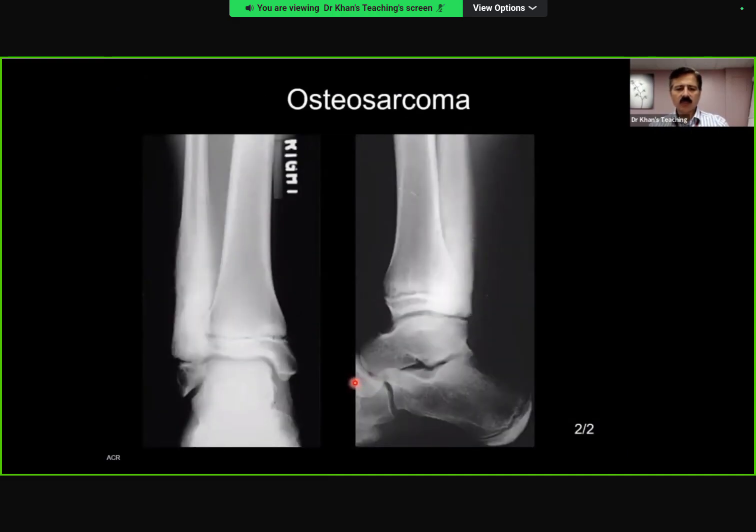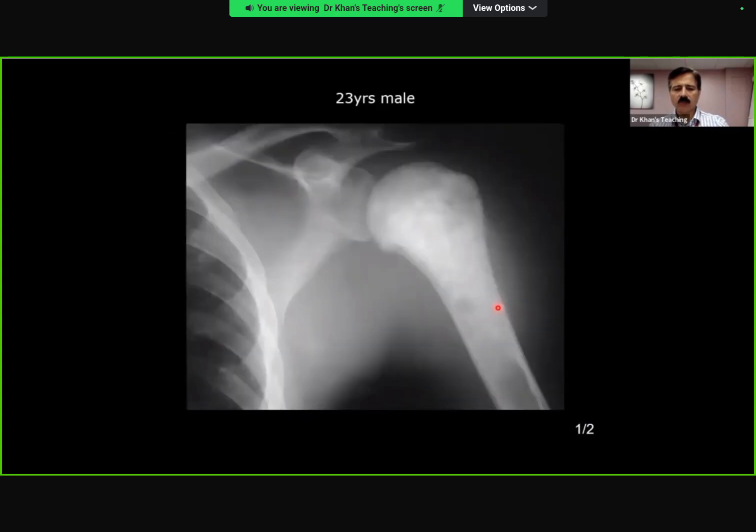Another case, sorry, this is the same case, and just to show you, on a lateral, you can see this Codman-type of periosteal reaction. Again, in the description, how will you describe this?